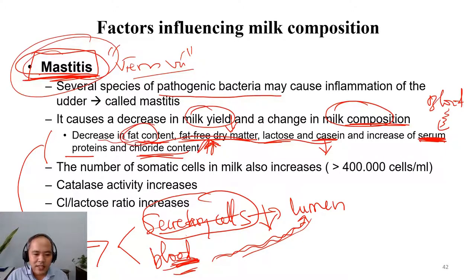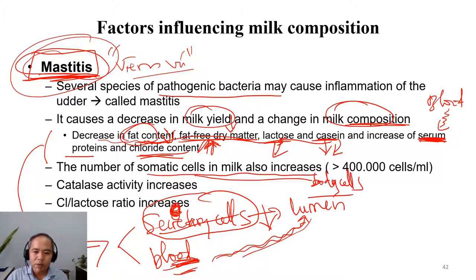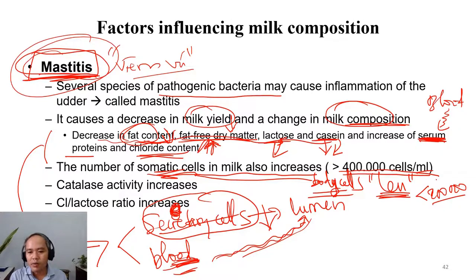But the fat globule synthesized in the secretory cell, if you remember, is reduced. Lactose synthesized in the secretory cell is reduced. Casein micelle is also reduced. And then the number of somatic cells increases a lot. Somatic cell means body cell. It's not a natural component of milk. For example, leukocyte, the white blood cell. When mastitis occurs, meaning infection occurs, the body will produce a lot of leukocytes, and a lot of leukocytes will go to the mammary gland just to kill the pathogen, and then they enter into milk. That is why the number of leukocytes or somatic cells increases a lot, to above 400,000 cells per milliliter. Normally it is less than 200,000.